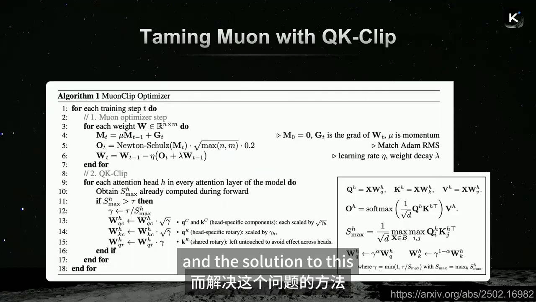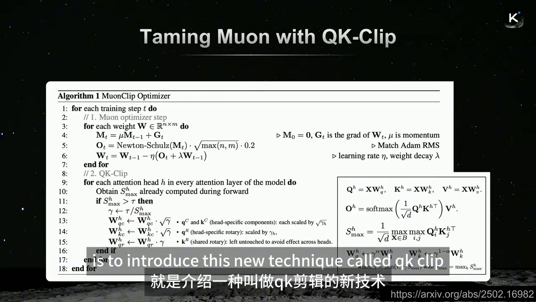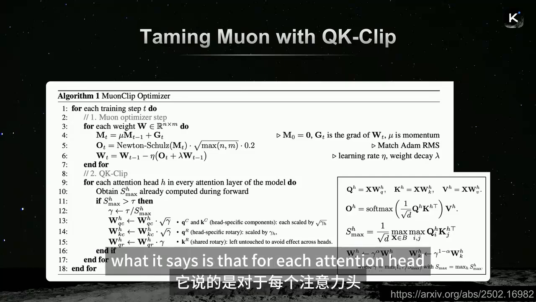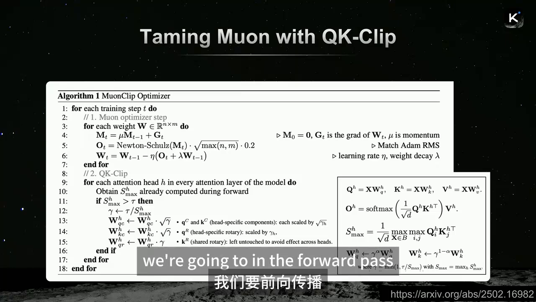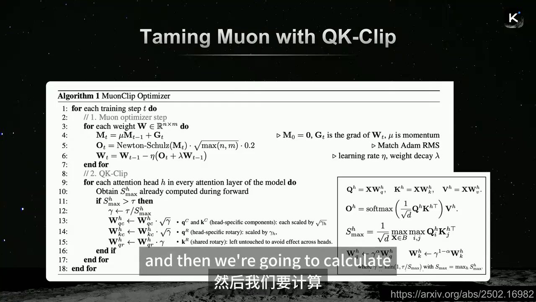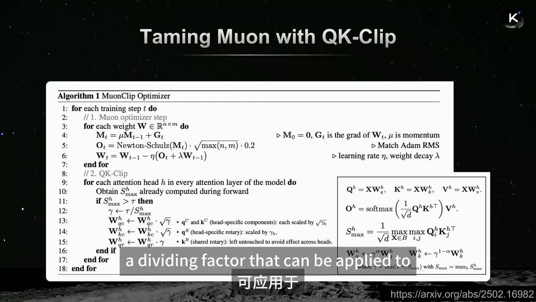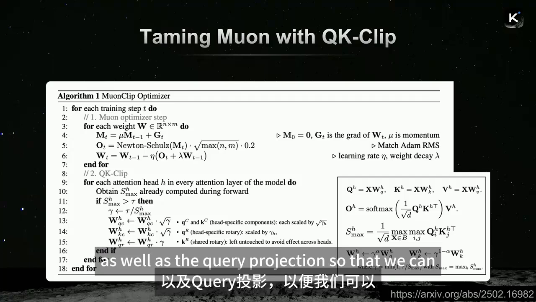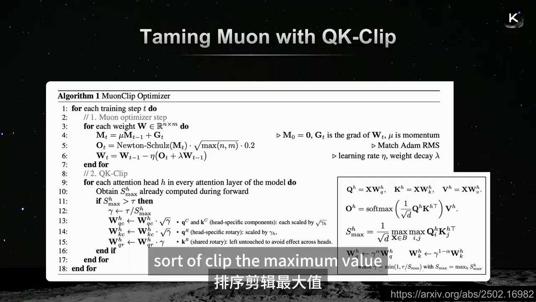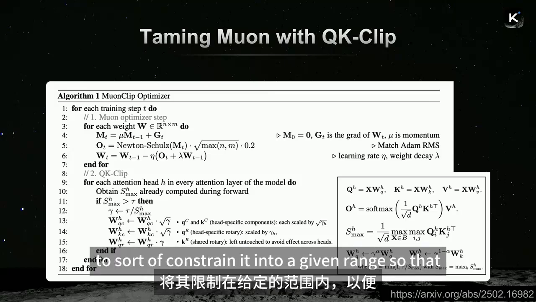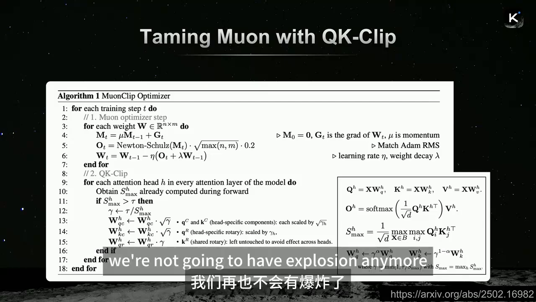The solution to this is a new technique called QK-Clip. Basically, for each attention head in the entire neural network, in the forward pass, we compute the max logit, and then we calculate a dividing factor that can be applied to each key projection as well as the query projection, so that we clip the maximum value of the query and the key to constrain it into a given range, so that we don't have explosion anymore.